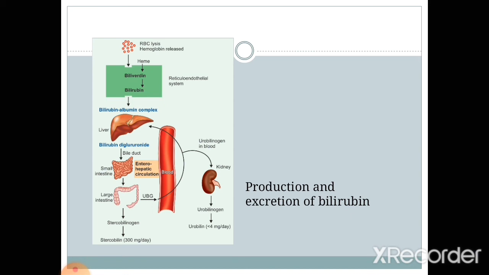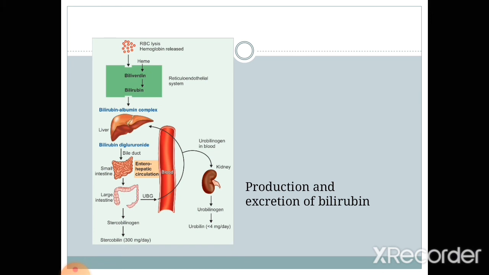Inside the liver it undergoes conjugation. It is conjugated with glucuronic acid, which forms bilirubin diglucuronide, which is water soluble. Then this water soluble conjugated bilirubin is excreted into bile by an active process. Now this conjugated bilirubin reaches the intestine through the bile.